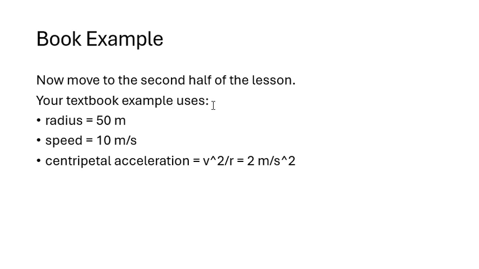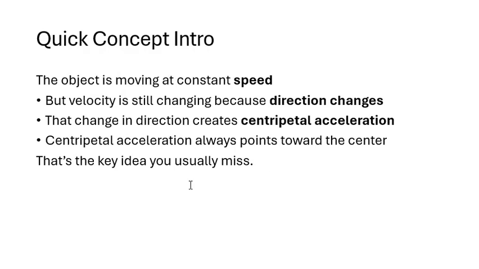Now we're going to move into the second part of lesson 3. In your textbook, this is your book problem, and you have your radius 50, speed is 10, and the centripetal acceleration is this. Okay, your formula is a = v squared divided by r, which is the formula we will be programming. So you get 2 meters per second squared for your unit.